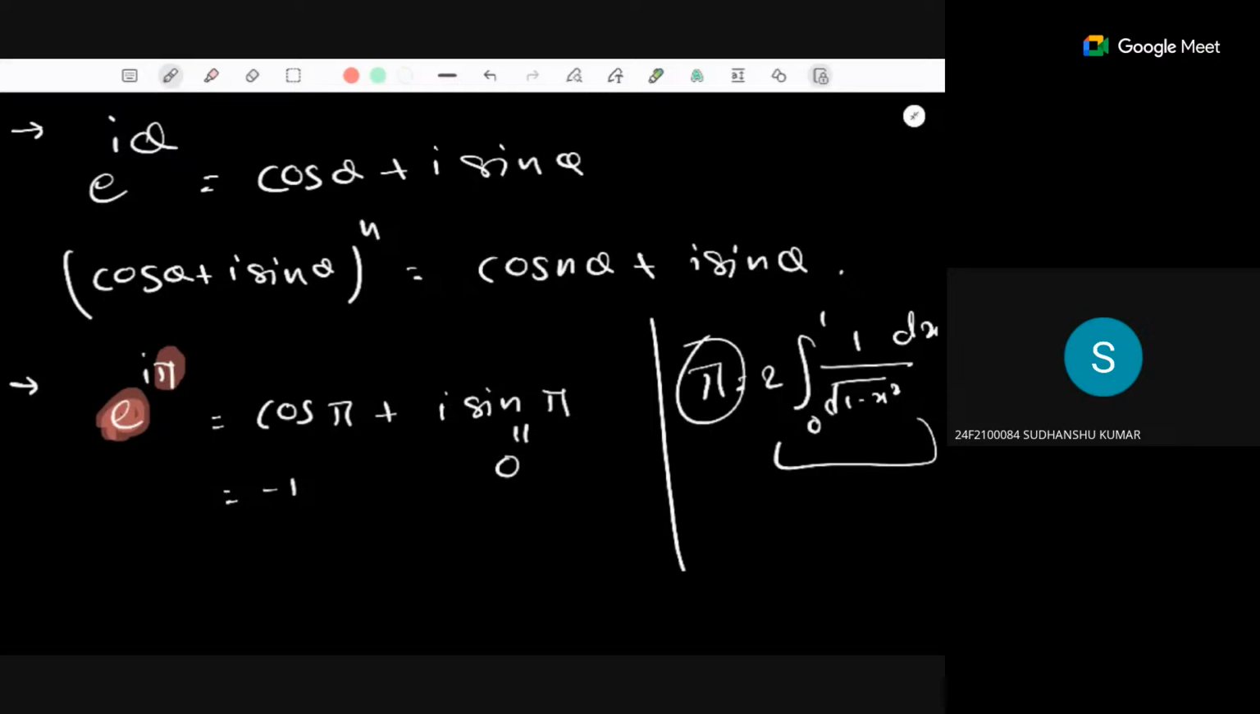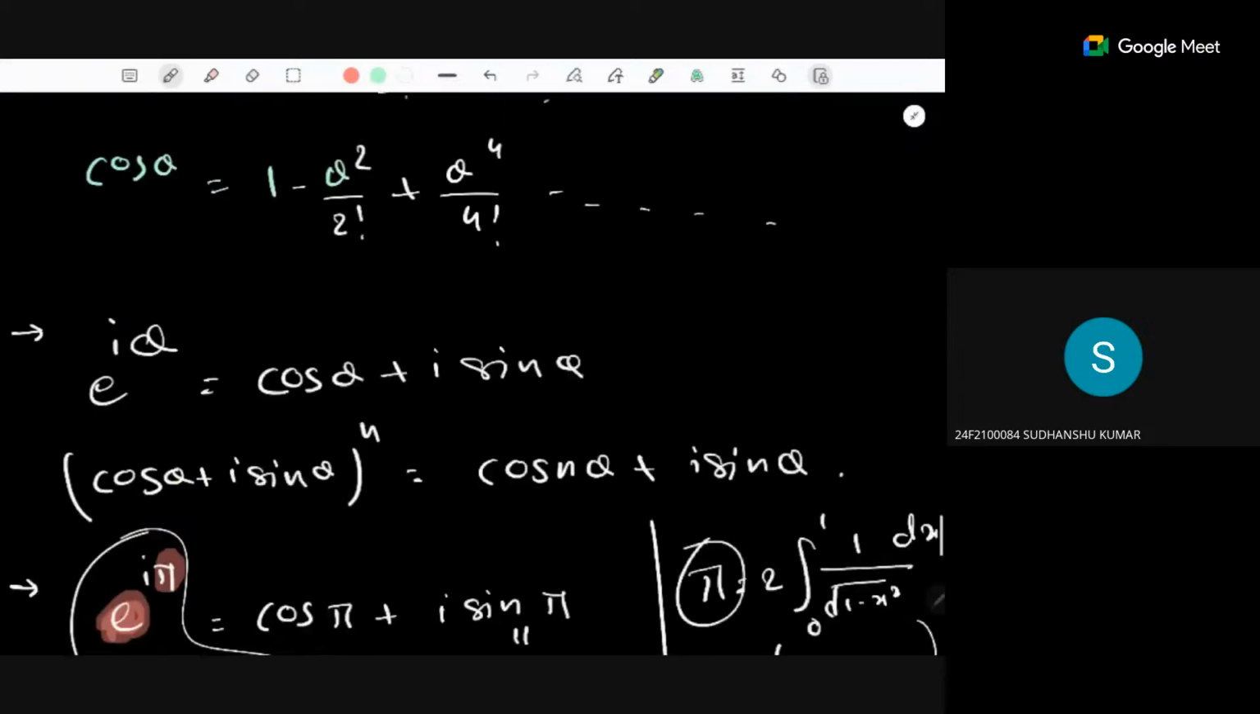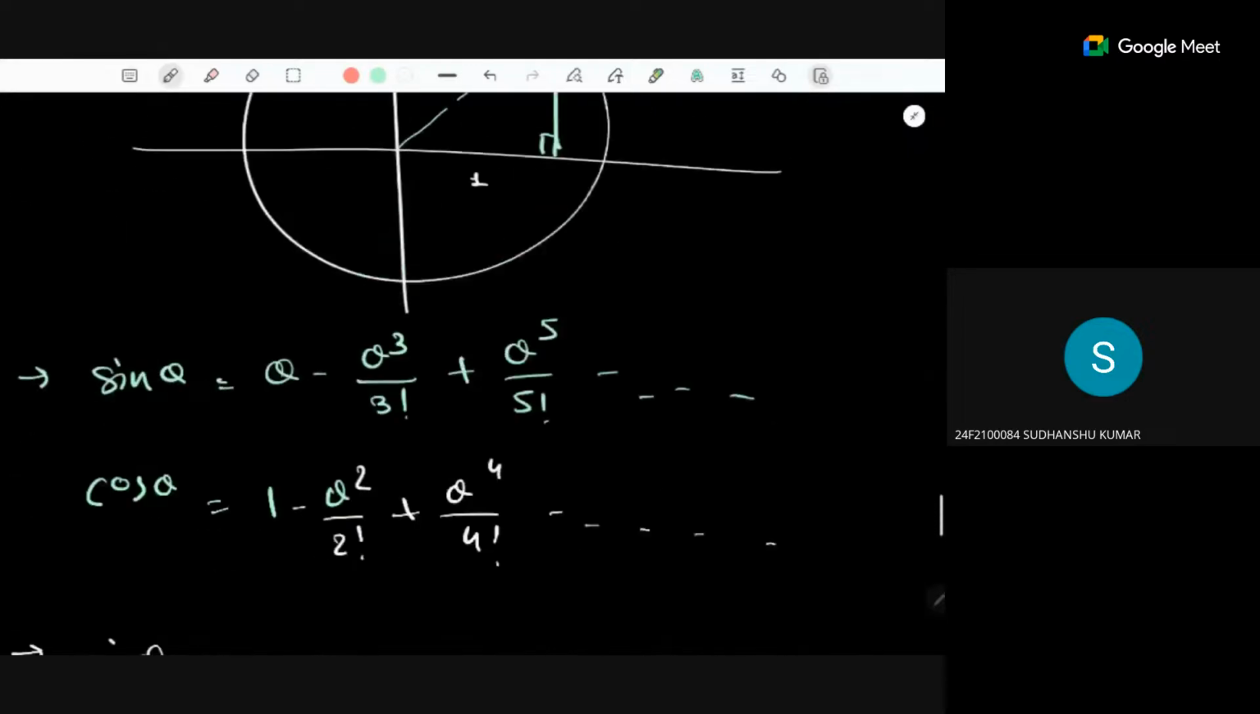But iota is a very famous number, which says that iota is the root of minus 1, right? So this equality uses so many good terms from maths. That's why it is called a very beautiful equality of mathematics, known as Euler's equality. If someone reads the Thomas calculus book, they have written about this particular thing in their book. You can go and check.